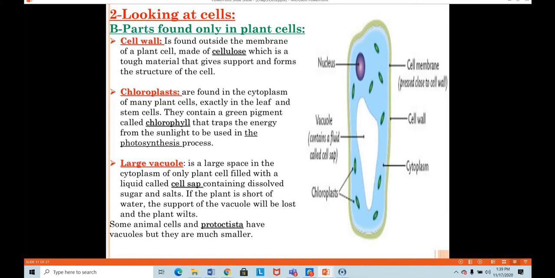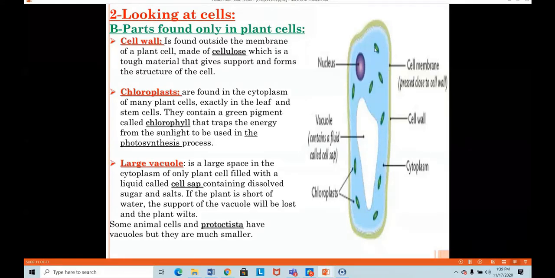And what is the function of it? It gives the cell strength and support so that the cell does not burst if there is a lot of water entering the cell. Also, the very good shape of a plant cell is because of the rigidity and support of this cell wall. Okay, so this is a unique feature of a plant cell.